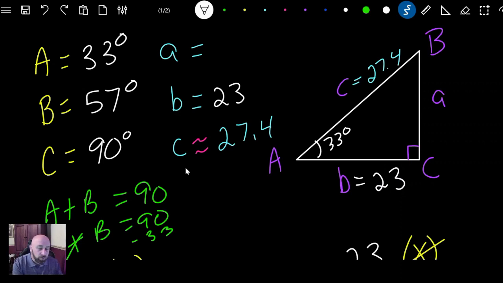Okay, so if we're looking for A, let's come over here, and we could even put B on here if we want to. That's 57 degrees, okay? Now, one thing that we could do is we could use angle B if we want to, or we can use angle A. It doesn't matter here in this case.